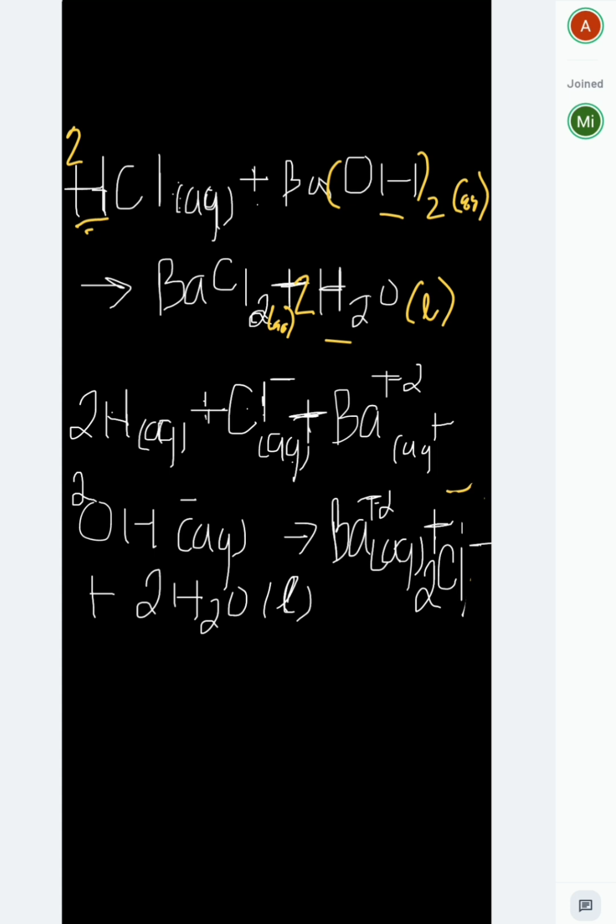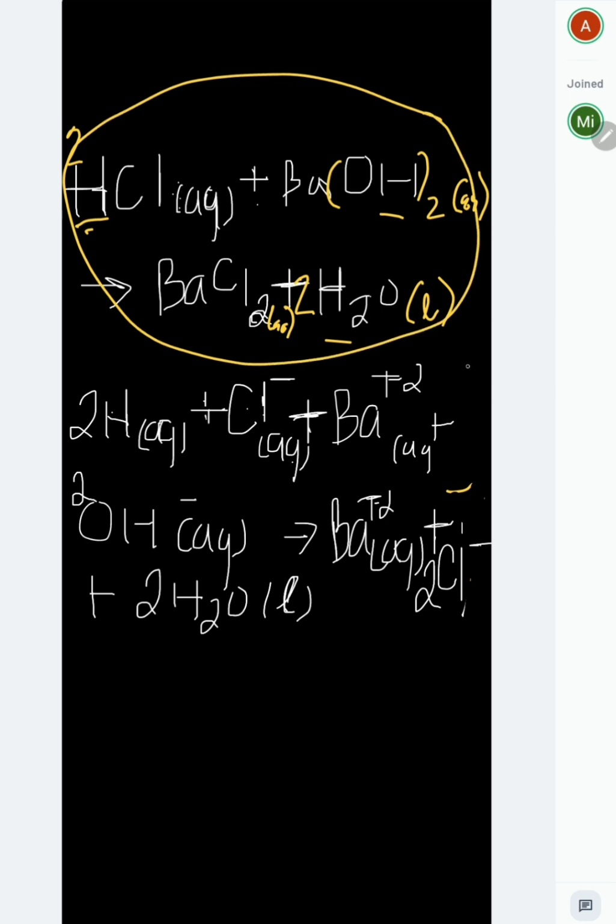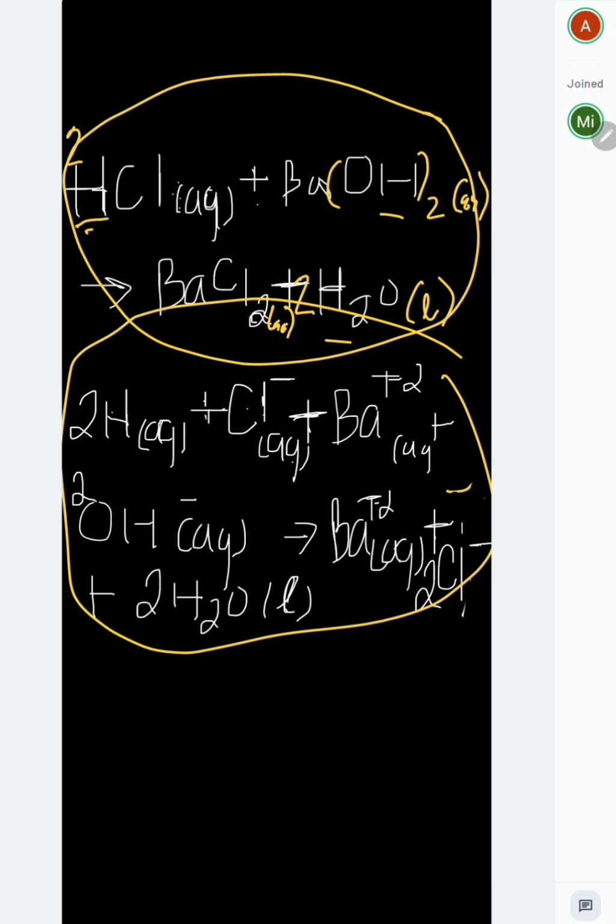Then the next is you cancel the spectator ions. Yeah. So this one is the balanced molecular equation. This one is the full ionic equation. Then when you cancel out the spectator ions, that would be your net ionic equation.